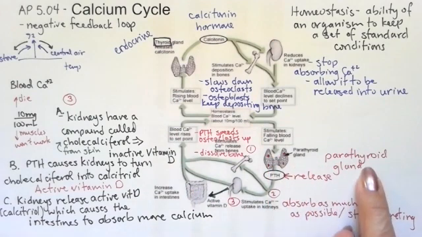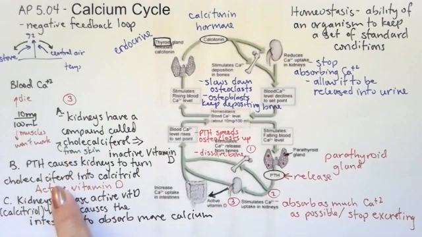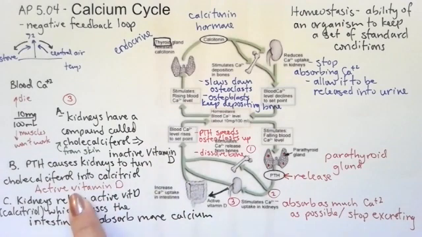It starts with the parathyroid releasing PTH, and we get three things. It speeds up the osteoclasts, so we dissolve calcium out of our bone. In the kidneys, we stop excreting it, we absorb more. Also, the kidneys convert cholecalciferol to calcitriol, which is basically turning inactive vitamin D into active vitamin D. And it causes the intestines to absorb more calcium.